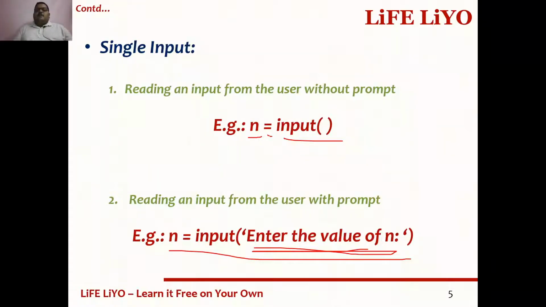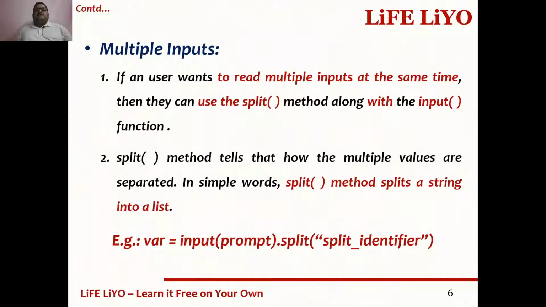Now it is possible to read multiple inputs at the same time from the user. How? With the help of a function called split function or split method. With the help of the split method, we can use the input function for reading multiple values at a time. What is the syntax? Variable name equal to input of prompt, this prompt is optional, dot split of, on what basis your input has to be split. That is the split identifier.